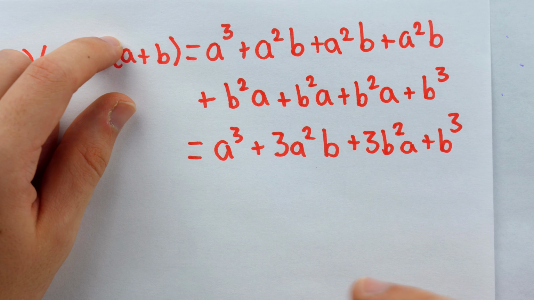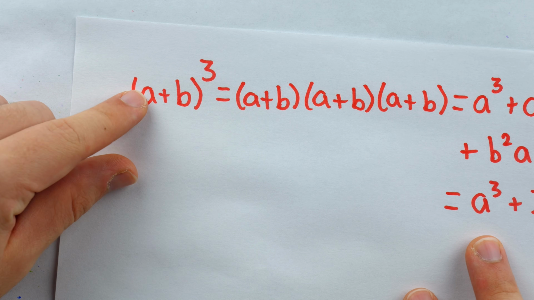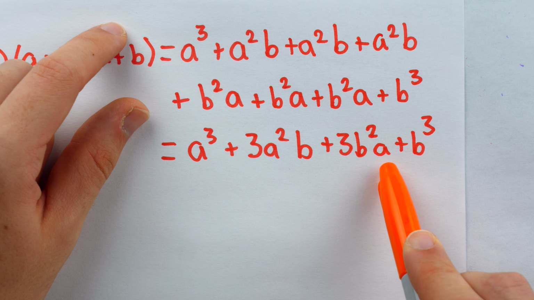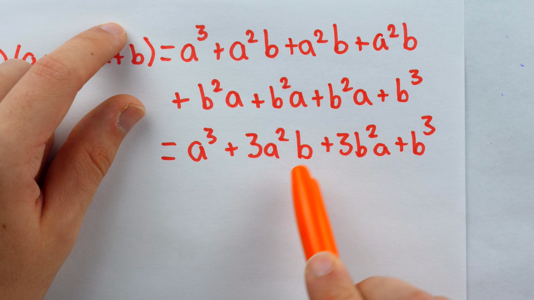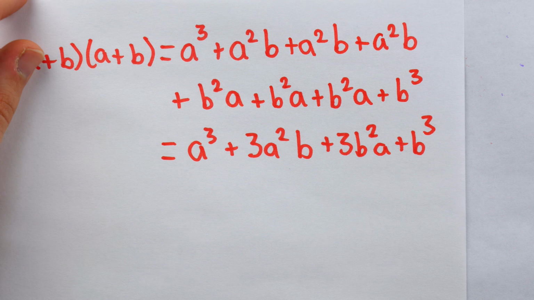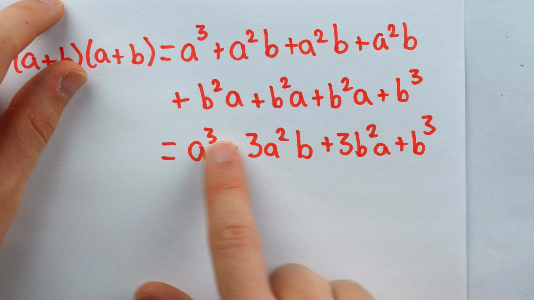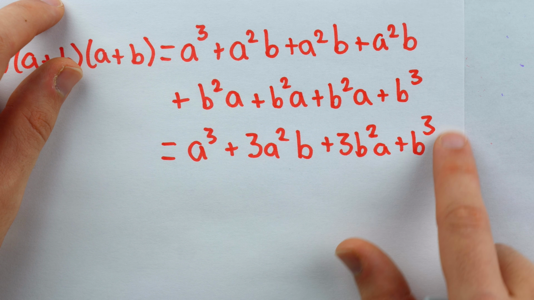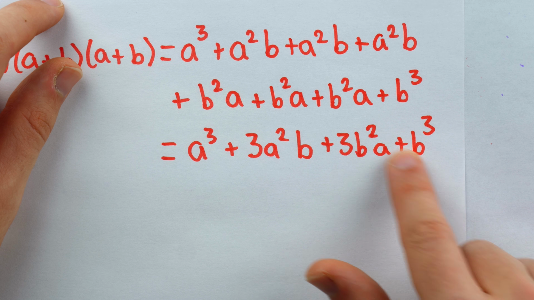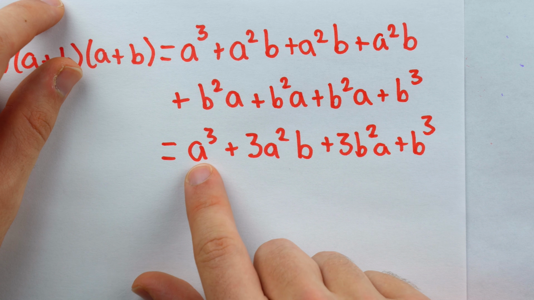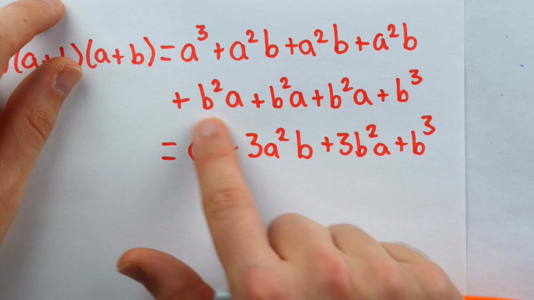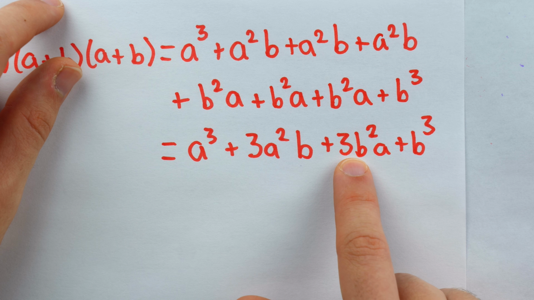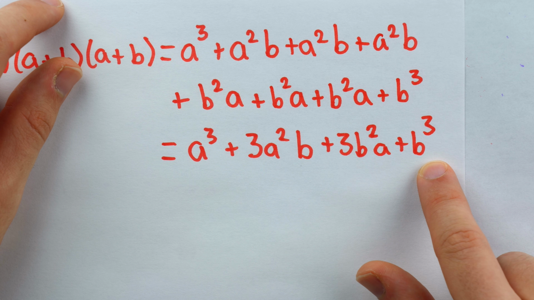The last thing I want you to notice is that in this expansion of a plus b cubed, the powers of a are counting down, and the powers of b are counting up. First, looking at the a's, we start with a cubed, then a squared, then a to the power of 1, and then no a's at all, which is a to the power of 0. Just like with the b's, we start with no b's at all, which is b to the power of 0, then b to the power of 1, then b to the power of 2, and finally b cubed.